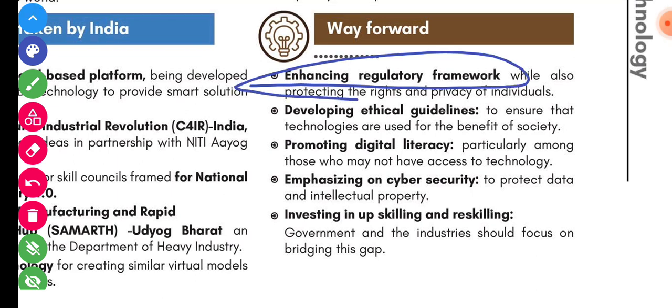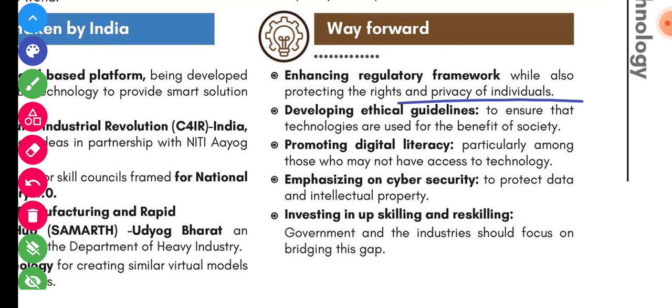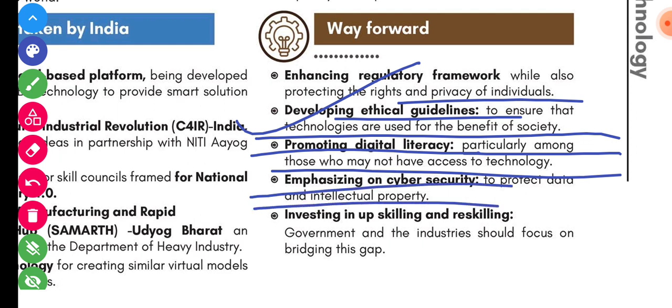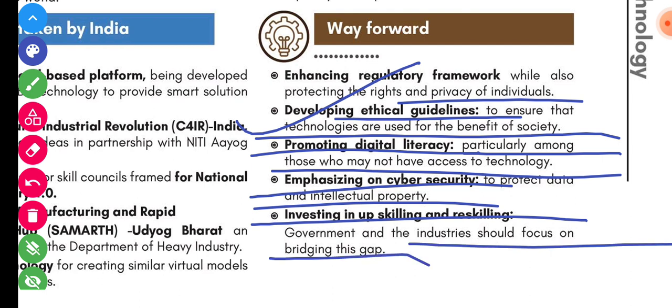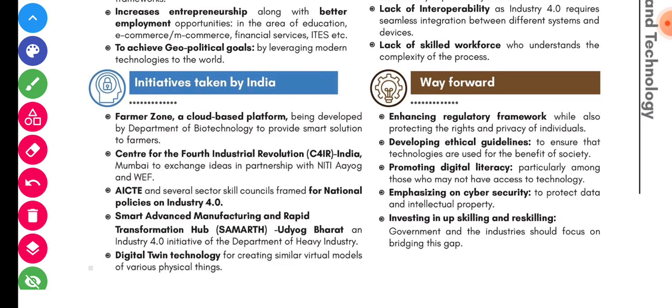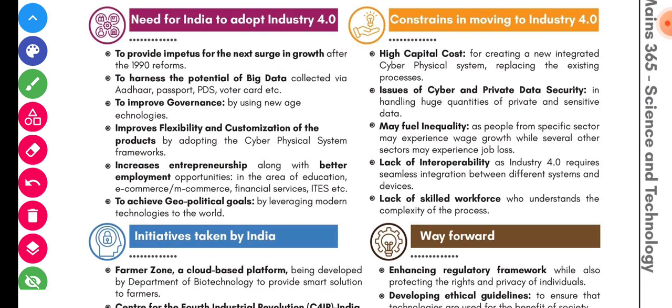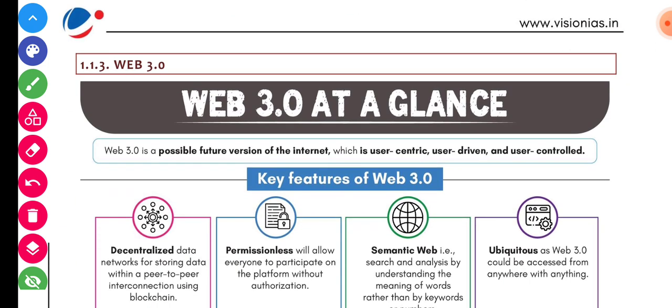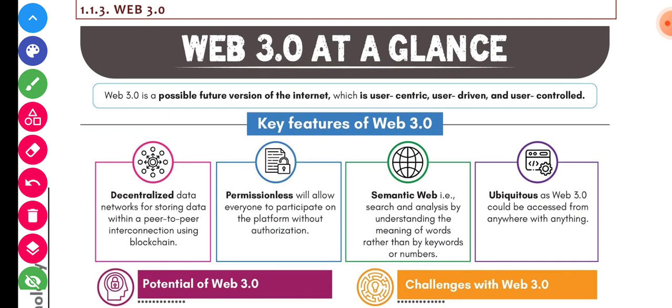Enhancing the regulatory framework while also protecting the rights and privacy of individuals, and developing ethical guidelines to ensure that technologies are used for the benefit of society, and promoting digital literacy, particularly among those who may not have access to technology, and emphasizing cybersecurity to protect data and intellectual property, and investing in upskilling and reskilling. Government and the industries should focus on bridging this gap. So these are some challenges, issues, as well as initiatives of the government and their solutions, in the context of Industry 4.0.